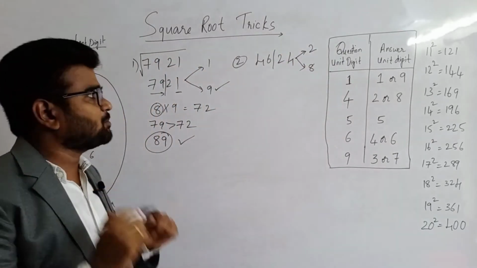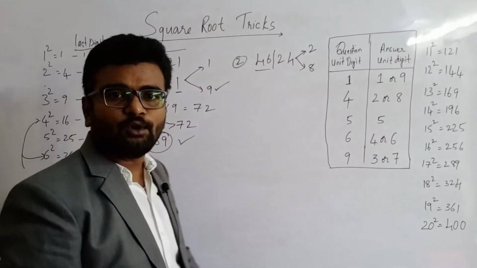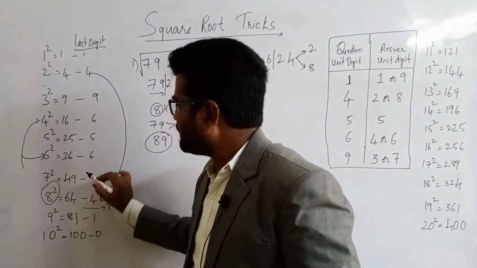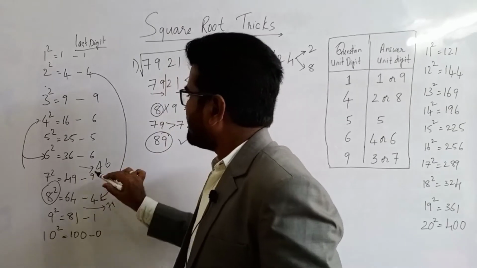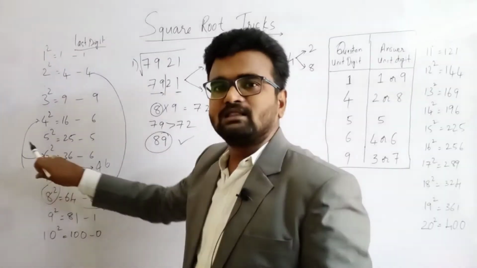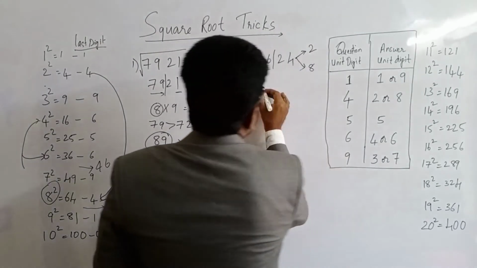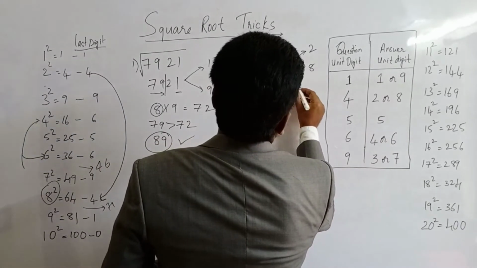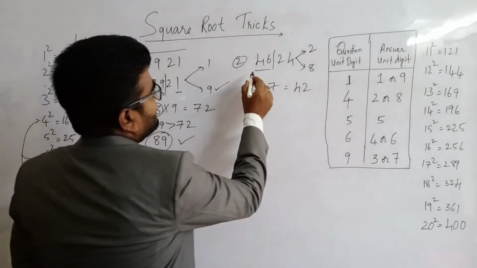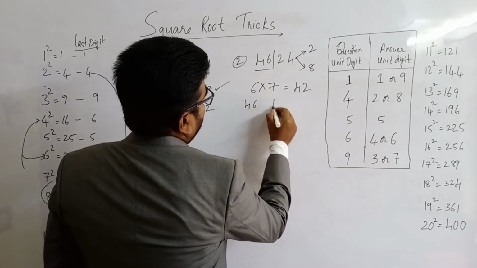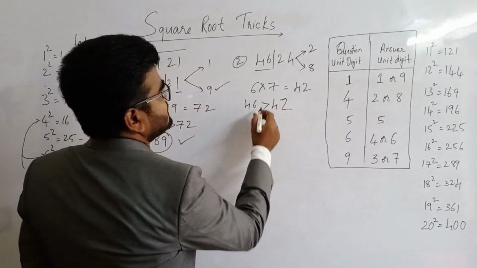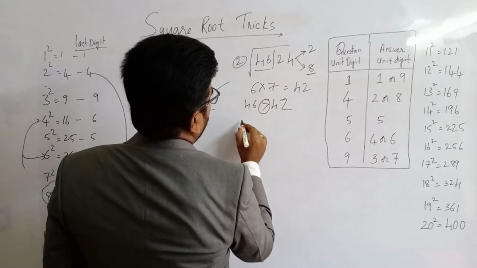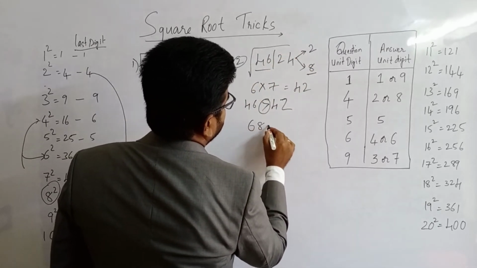Now we need to find the tens place. Consider this 46 and see where it lies among these squares. It lies between 6 square and 7 square. Again, consider the least number, that is 6, and multiply with the next digit, 7. You get 42. Compare this 46 with 42. 46 is greater than 42. Since it is greater, you need to consider the higher number. So finally, the square root of 4624 is 68.